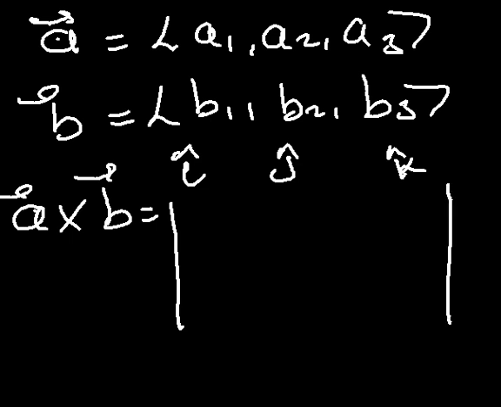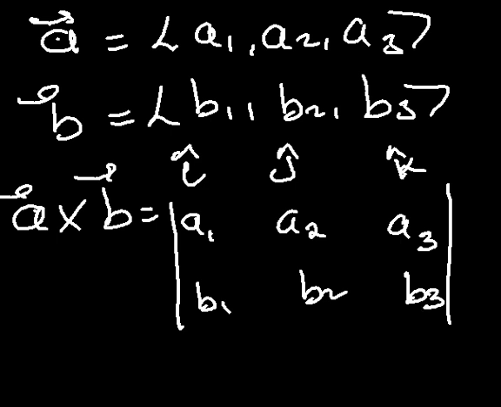So we should have this. For the first vector, which is vector A, this is its I component, this is its J component, and this is its K component, that is Z, of course. And for the vector B, we'll have B1, B2, and B3. Then from there, we'll have to come up with the components for this determinant.